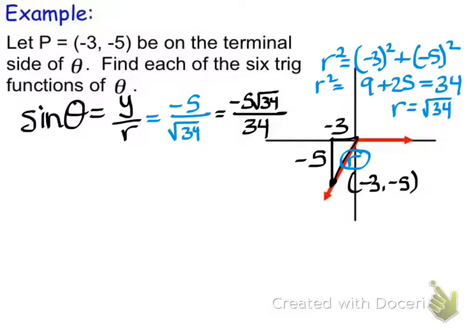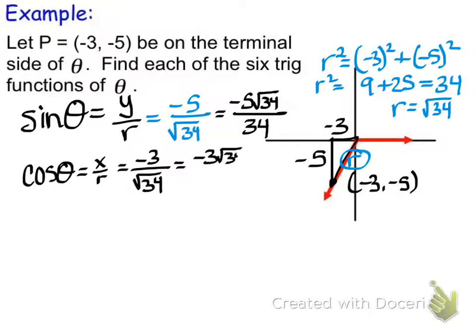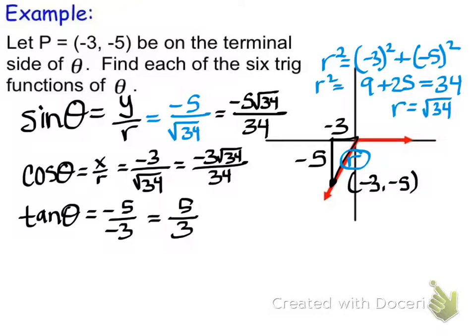I'm going to do something similar for cosine, but now cosine is x over r, so I'm going to do -3 over square root of 34, but of course I have to make it proper. So I'm going to multiply top and bottom by square root of 34 to get my answer for cosine. Tangent is a lot simpler. It does not use the radius, so it's just y over x, -5 over -3. That simplifies to positive 5/3.